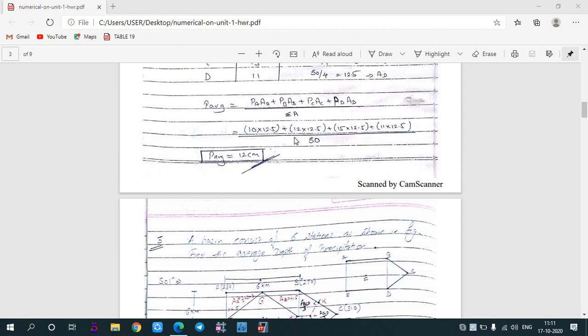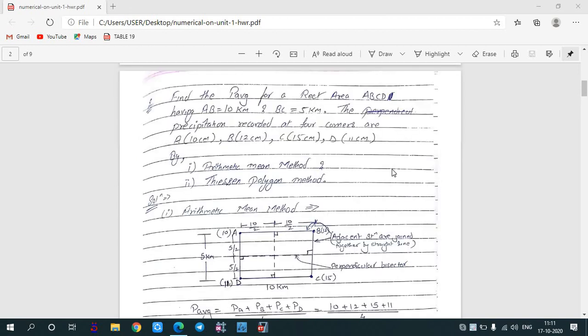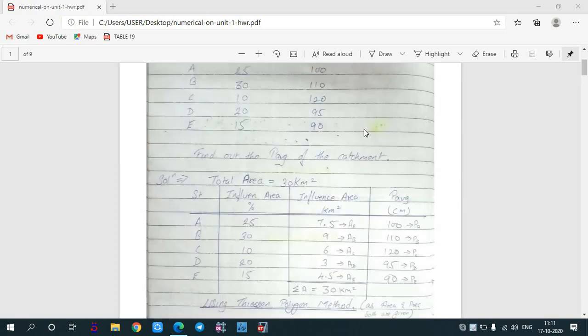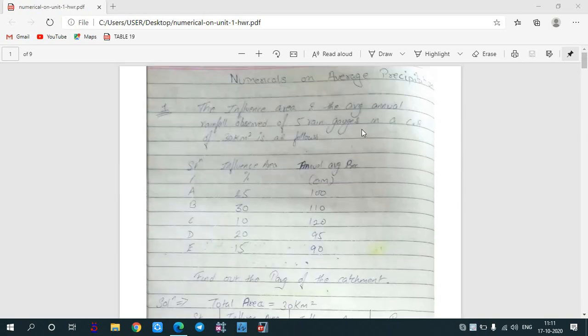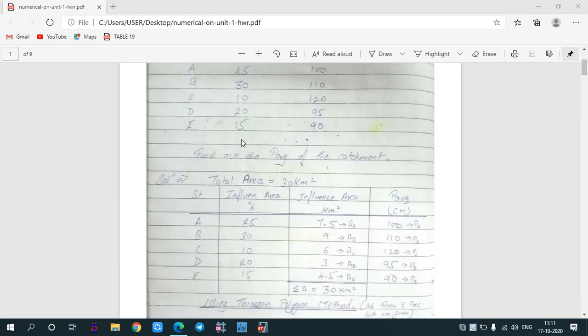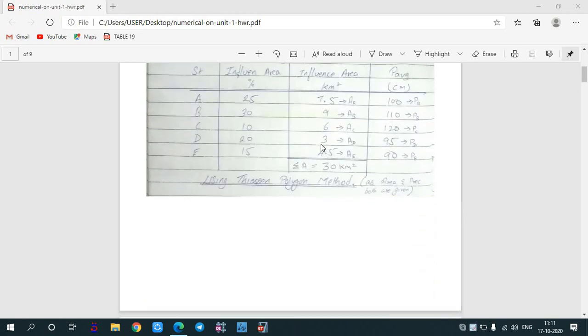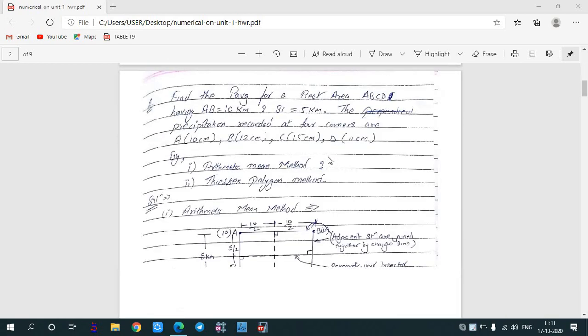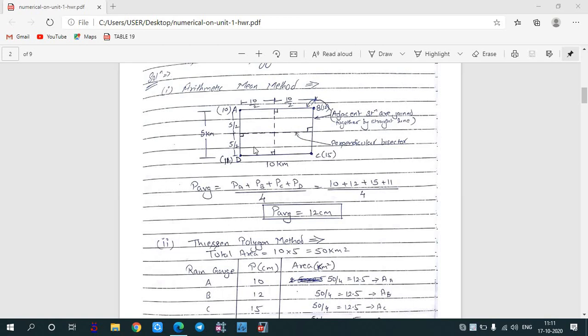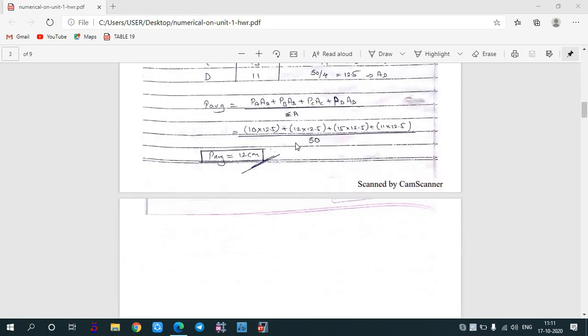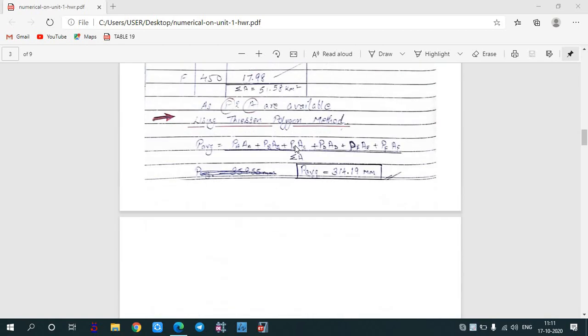Good morning, everyone. In the previous class, we started with the numericals related to the average precipitation. We calculated the average rainfall with the help of the Thiessen polygon method as well as the arithmetic mean method. Today we will do some other numericals related to that.